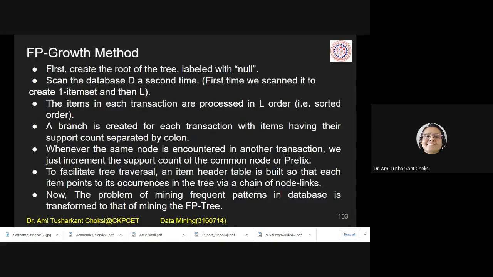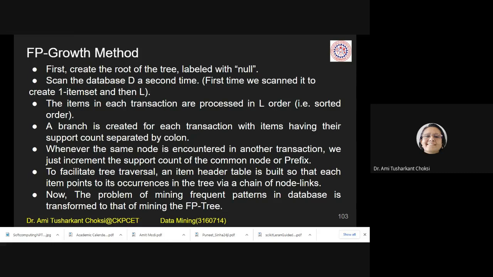So what is there in this particular algorithm? First, create the root of the tree labeled with null. Scan the database D a second time. The first time we scanned it to create the one-item sets and then L, that is, the frequent one-item sets. You can ask, ma'am, where did you say this? It is there in the same statement. So first of all, create a root of the tree labeled null.